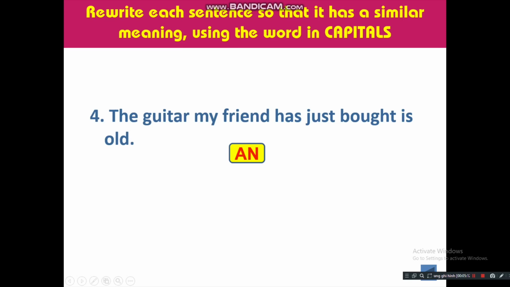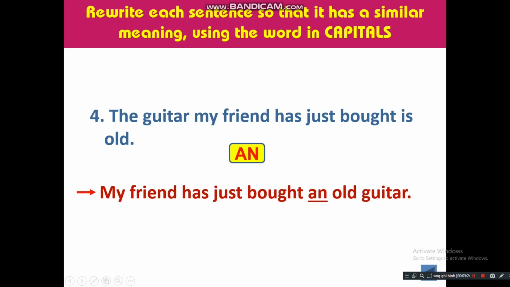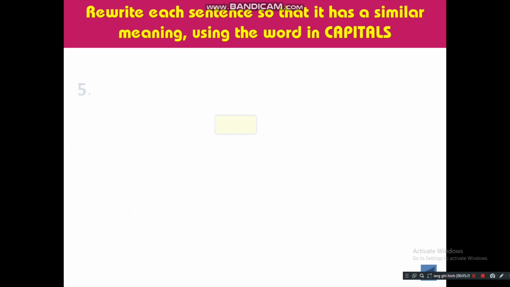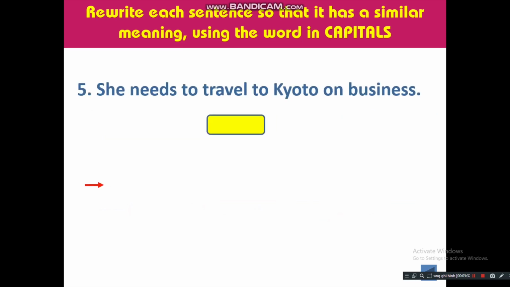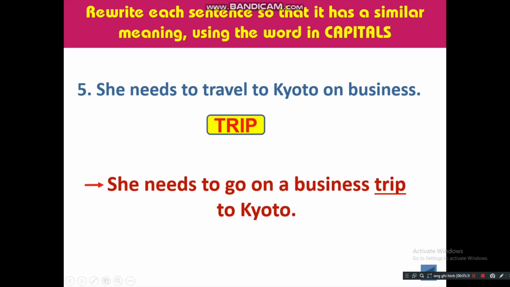Number 4, the sentence: The guitar my friend has just bought is old, and the word given is "an". And the answer is, my friend has just bought an old guitar. Number 5, she needs to travel to Kyoto on business. The word given is "trip", so we have she needs to go on a business trip to Kyoto.